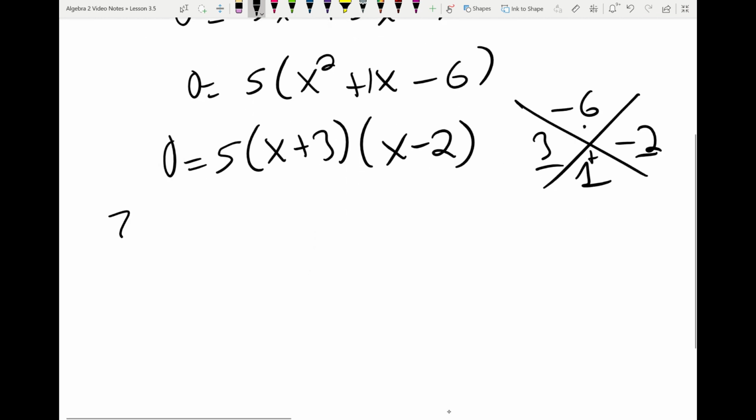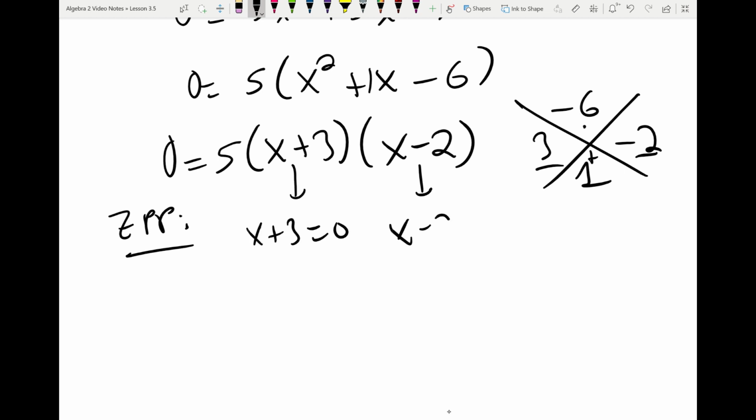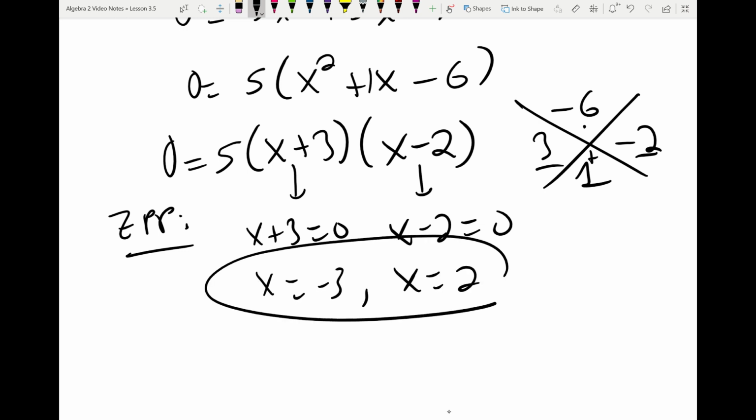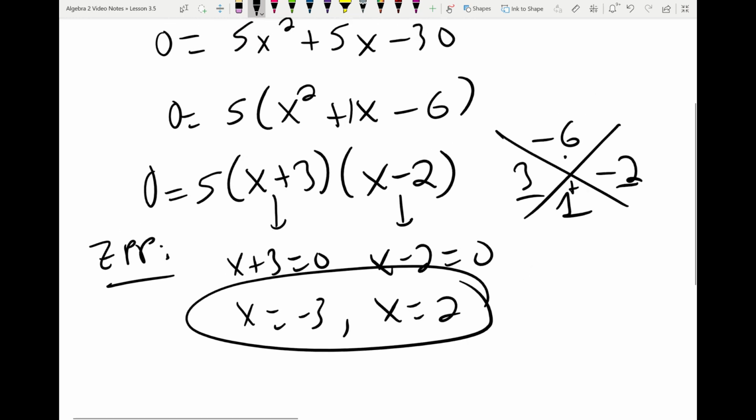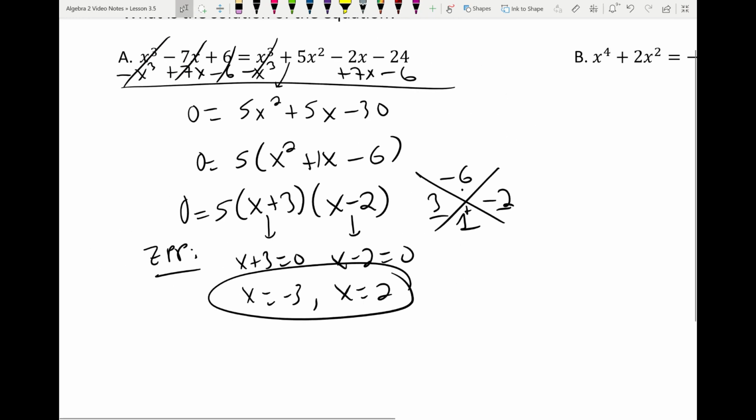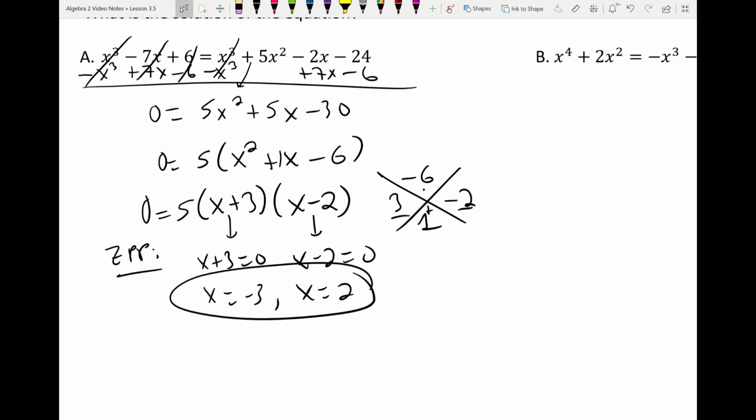So now let's use the zero product property. So we're going to say x plus 3 equals 0, x minus 2 equals 0. So we get x equals negative 3, x equals 2. So those are our two solutions to that polynomial equation. Now let's look at part B.